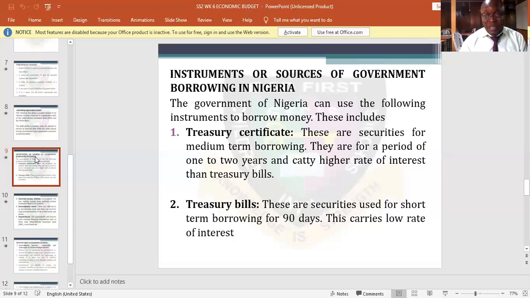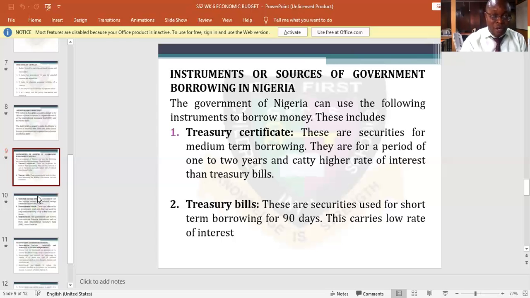90 days, that should be around 3 months. Yes, 3 months. I'm sorry, that is 3 months. Then this carries low interest. It's not unlike a treasury certificate that carries higher interest.